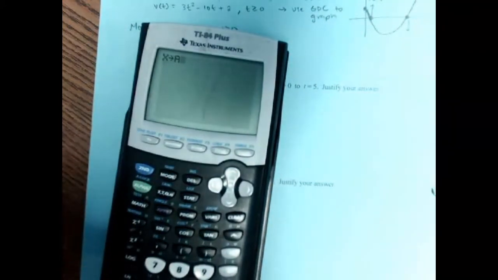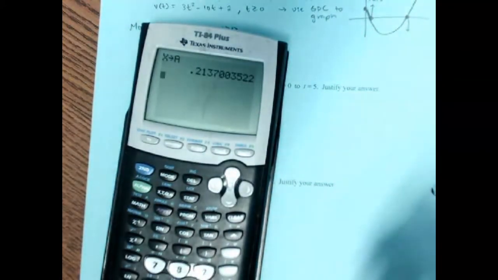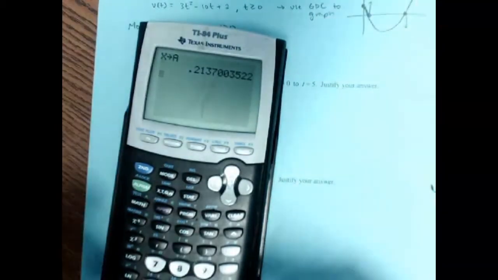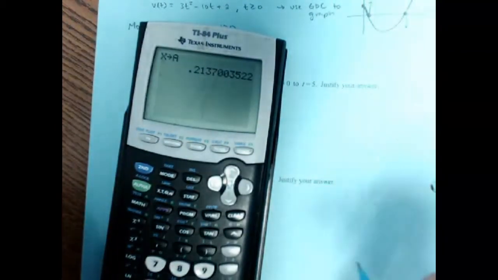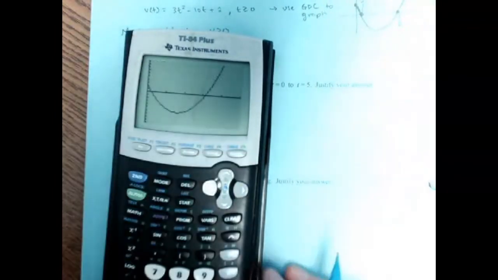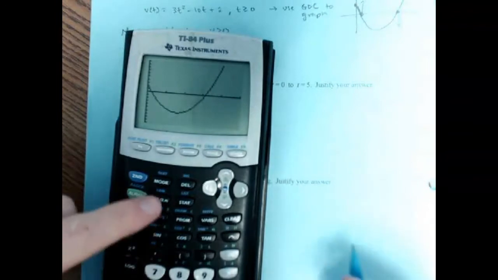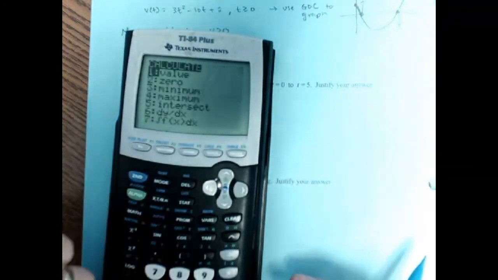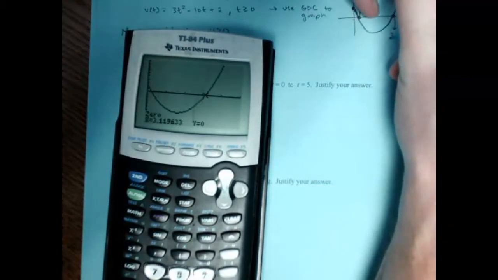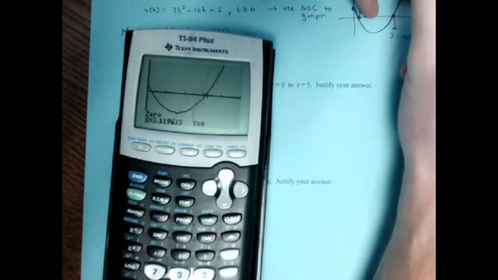So I'm going to store that value so that if I need it later, which we will, we're not going to use the rounded value, right? We're going to use the precise stored value. But instead of having to write down that decimal, I'm just going to store it and have the calculator save it for me. Okay, let's go get the other intercept. Second trace 2, left bound, right bound, guess. And then here we go, 3.119. And I'm going to store that one in B.